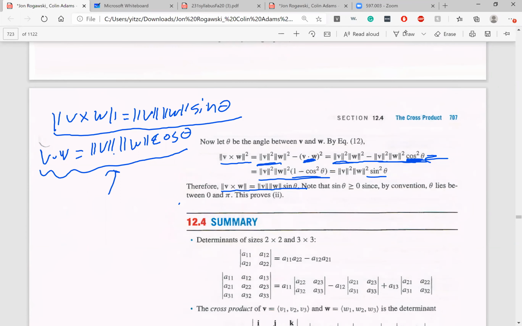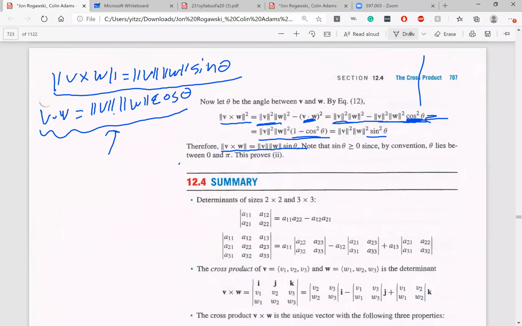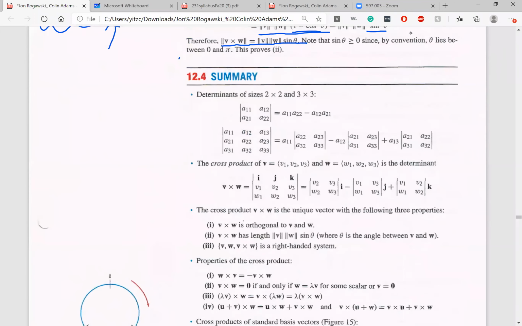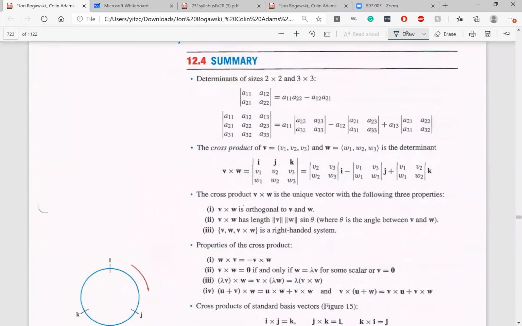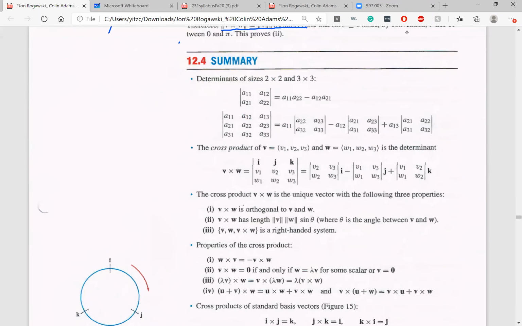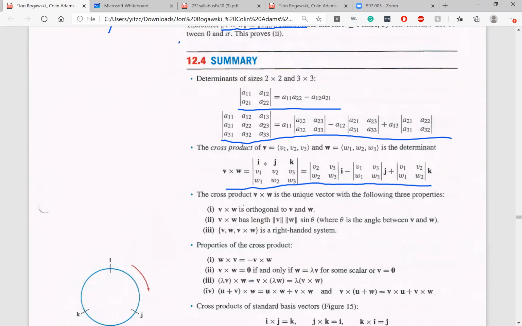Okay, so let's go over the summary. So like we said, the determinant of a 2 by 2 matrix is given like that. The determinant of a 3 by 3 matrix is given like that. And the cross product is given like that, where you put an i, j, and k over there.